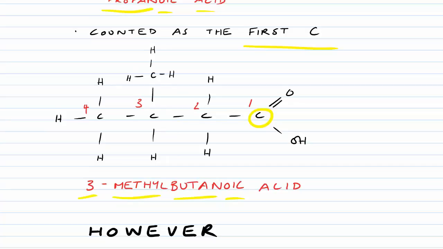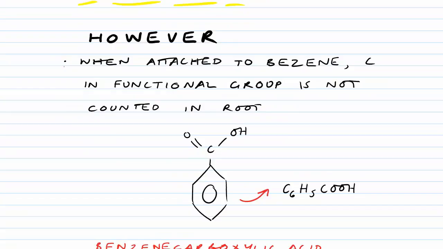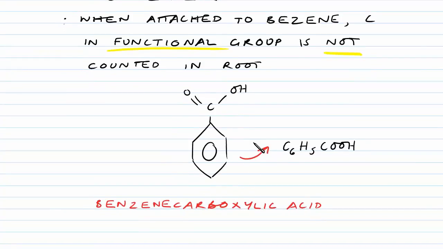However, there is one notable exception to this. When our COOH group is attached to benzene, the carbon in the functional group is not counted in the root. So you can see here we have a benzene ring with a COOH attached to it. This carbon is in the functional group and therefore not counted in the root. So the root is benzene and it's benzenecarboxylic acid. You can see the formula is C6H5COOH. So now we have a good idea what carboxylic acids are and what they look like in terms of their formulae. Let's have a look at the properties.